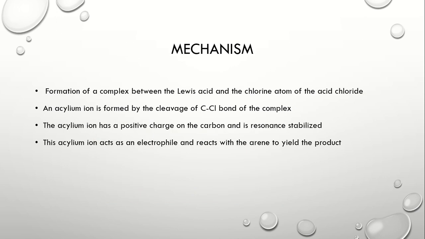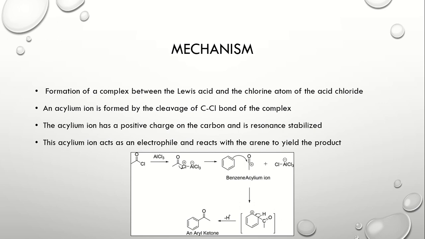Regarding the mechanism for this reaction, a complex forms between the Lewis acid and the chlorine atom of the acid chloride. An acylium ion is formed by the cleavage of the carbon and chlorine bond of the complex. The acylium ion has a positive charge on the carbon and is resonance stabilized. This acylium ion acts as an electrophile and reacts with the arene to yield the aryl ketone.